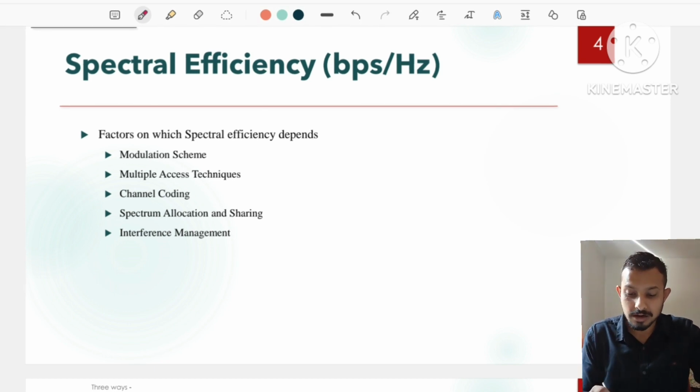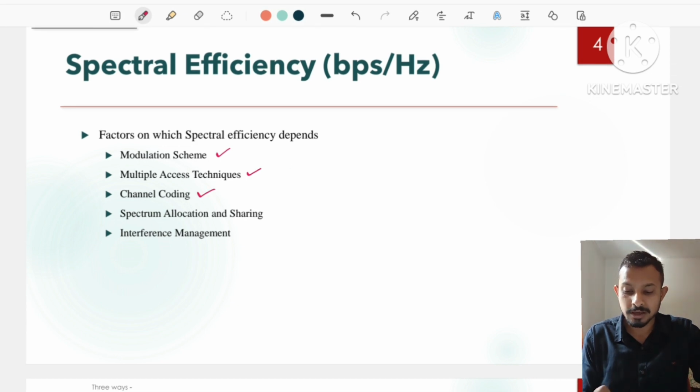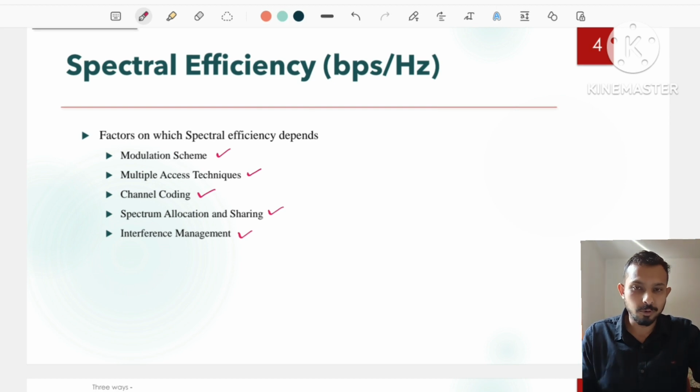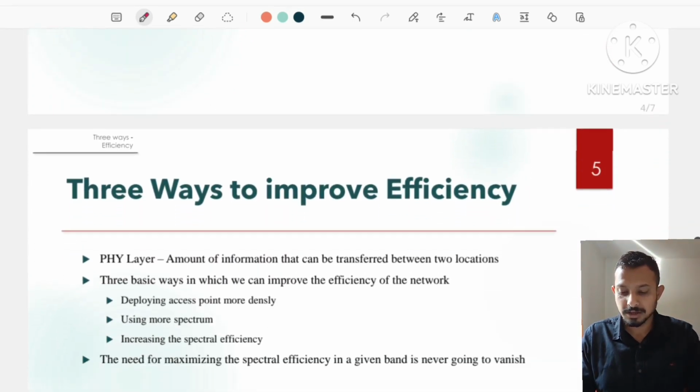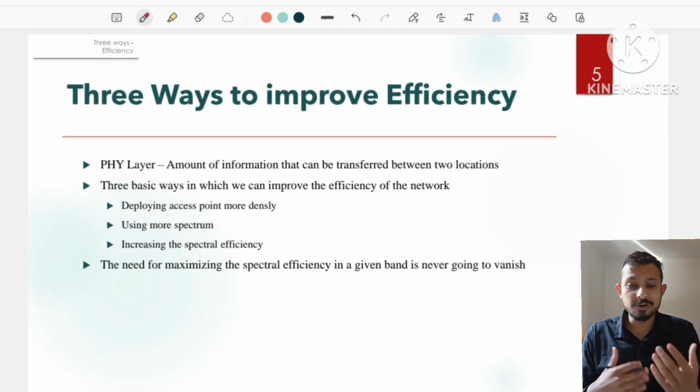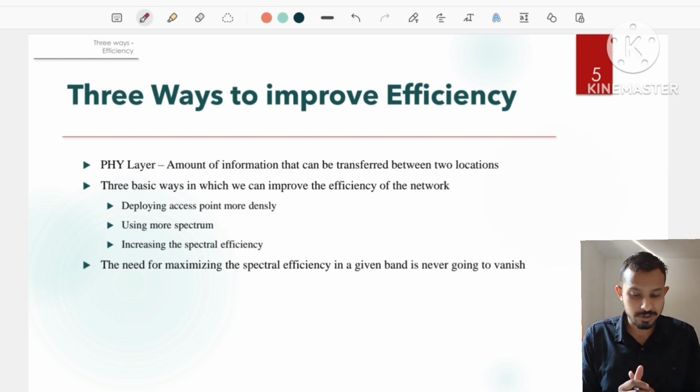Some of those are modulation scheme, multiple access techniques, channel coding, spectrum allocation and sharing, and interference management. We will not go into the depth of these techniques that affect the spectral efficiency. So now, what are the three ways by which we can improve the efficiency of the network?